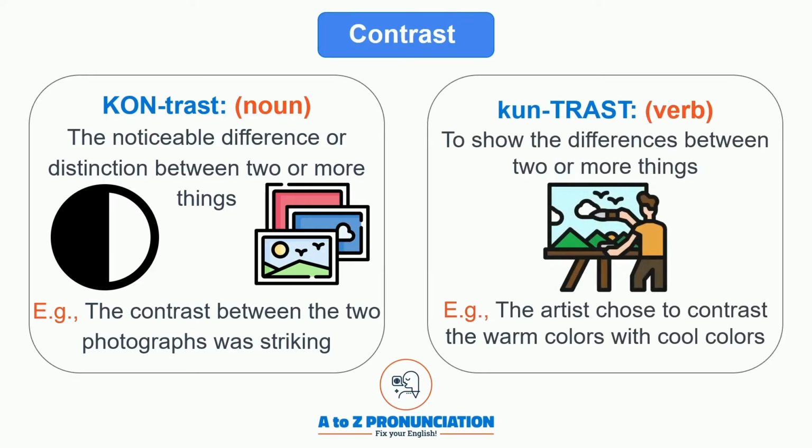Contrast, on the other hand, making the stress on the second syllable, would give us the verb which means to show the differences between two or more things, again just the action rather than the noun. In an example, we could say, the artist chose to contrast the warm colors with the cool ones.